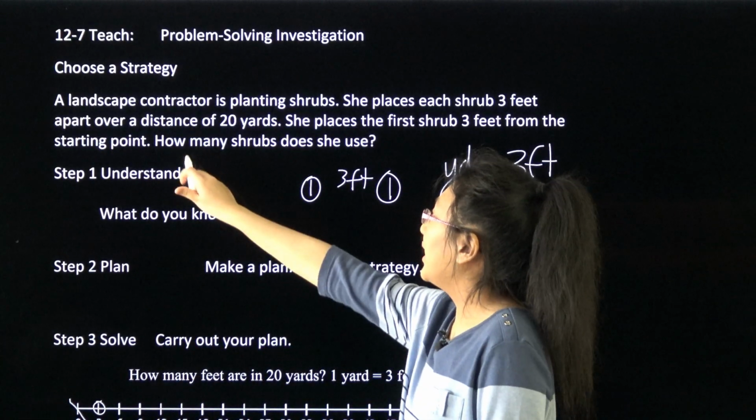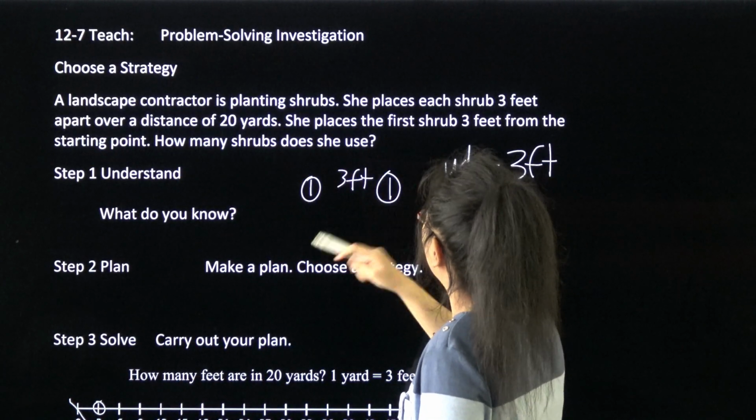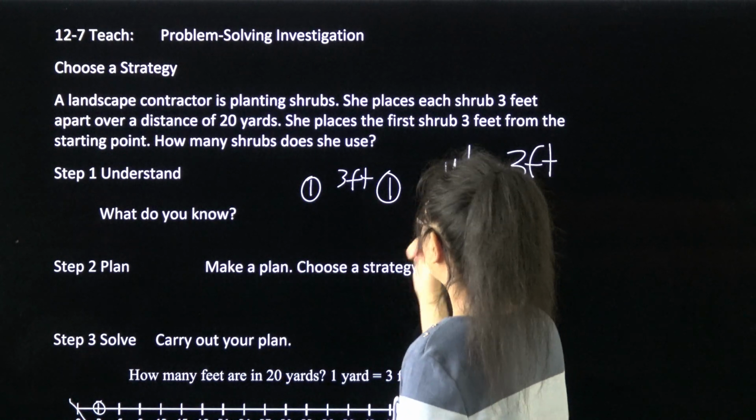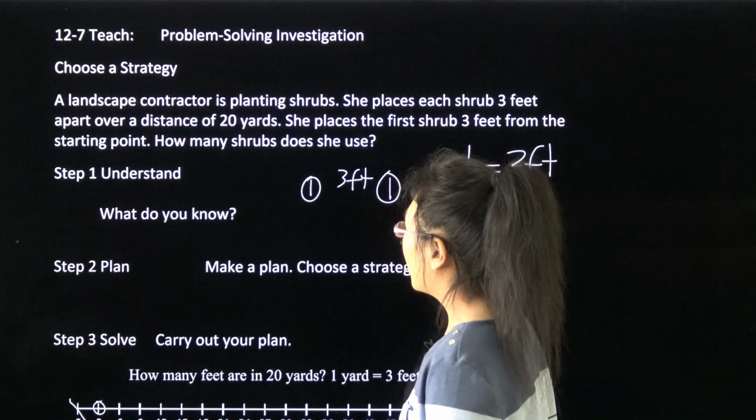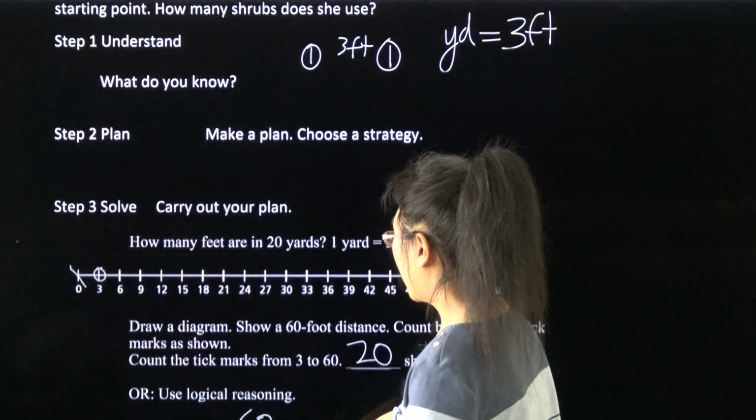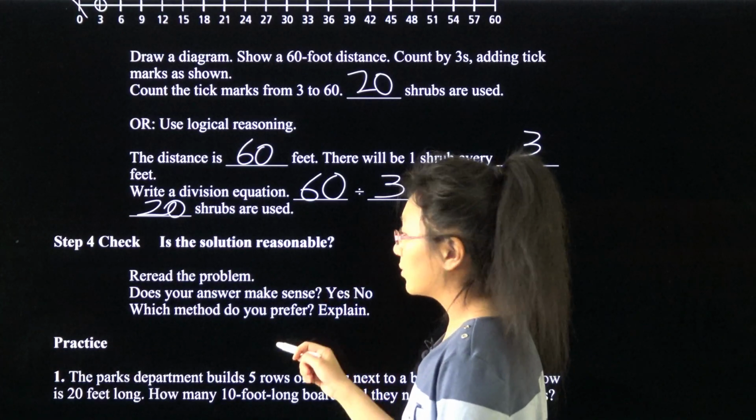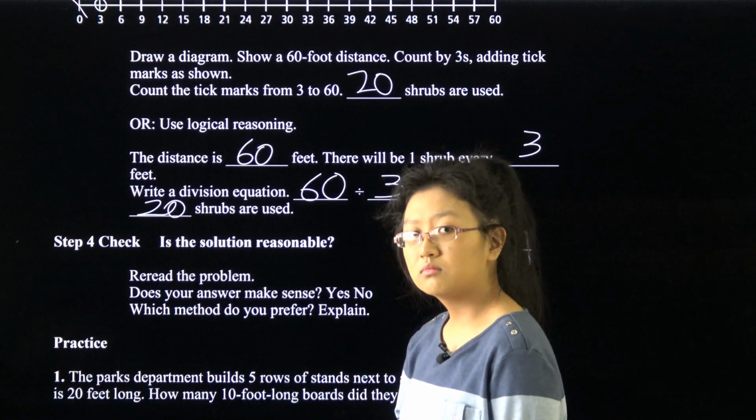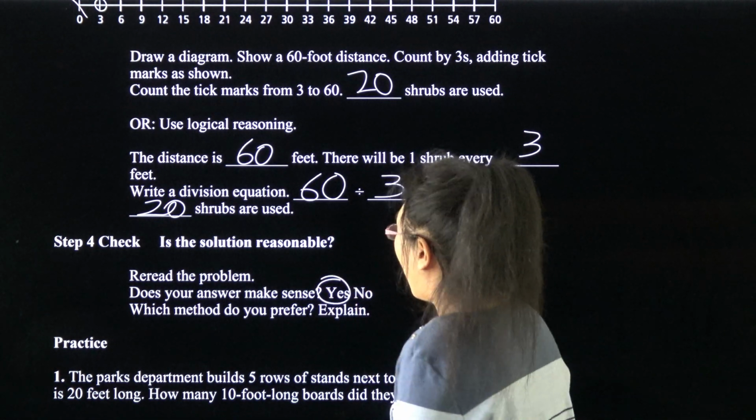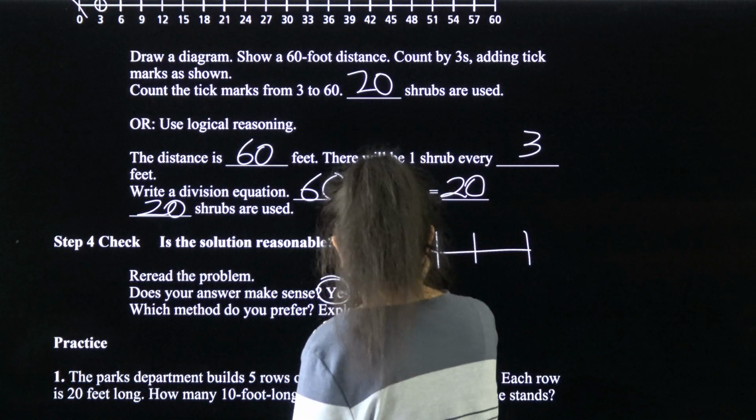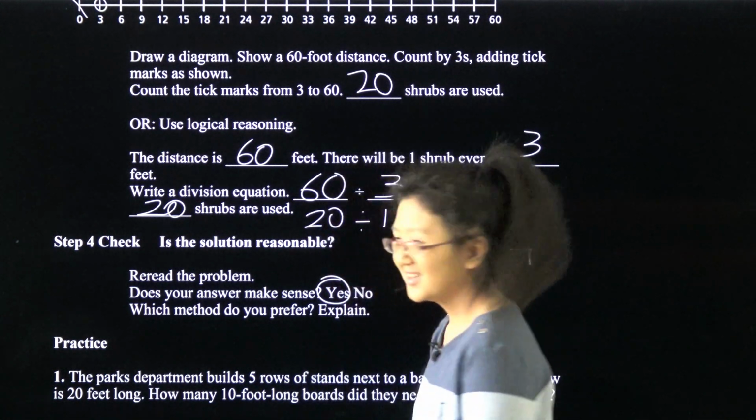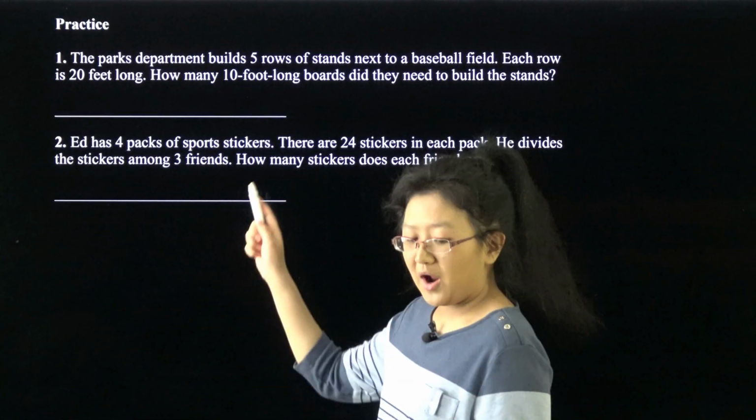Let's reread the question. A landscape contractor is planting shrubs. She places each shrub 3 feet apart over a distance of 20 yards. She places the first shrub 3 feet from the starting point. How many shrubs does she use? Well, we got our facts right, and our answer works with the facts. So our answer makes sense. Yes. Oh, by the way, since we know that 3 feet is equal to 1 yard, we could also simplify it and do 20 divided by 1 equals 20. That works too.